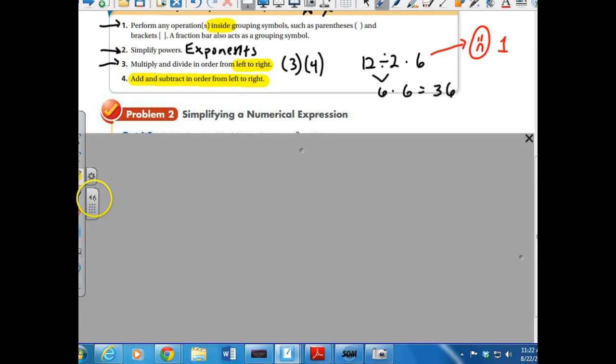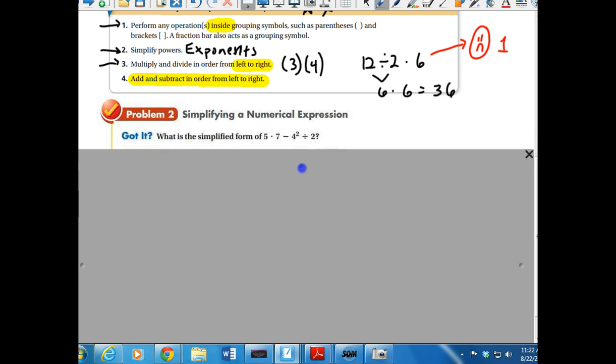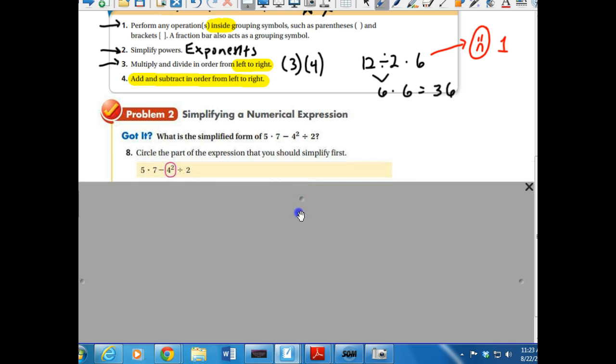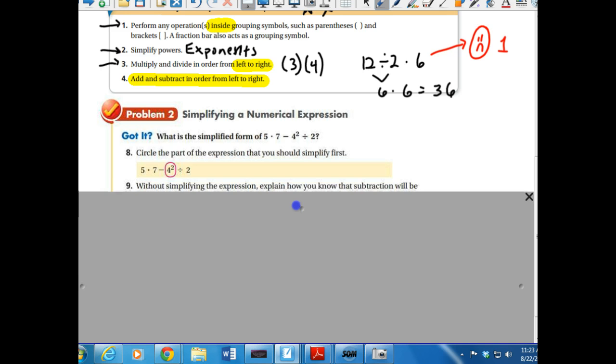And then problem 2 at the bottom of this page, I believe, simplifying a numerical expression. Here's an example. It says, what is the simplified form of this? 5 times 7 minus 4 squared divided by 2. And the next question says, circle the part of the expression that you should simplify first. Go ahead and do that. And hopefully you circled 4 squared. 4 squared takes value in the order of operations. In this particular question, that's the first thing we would simplify.